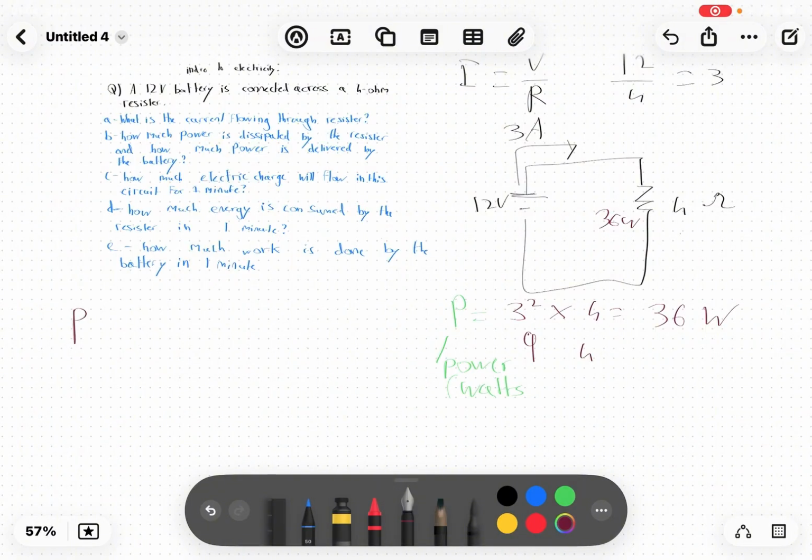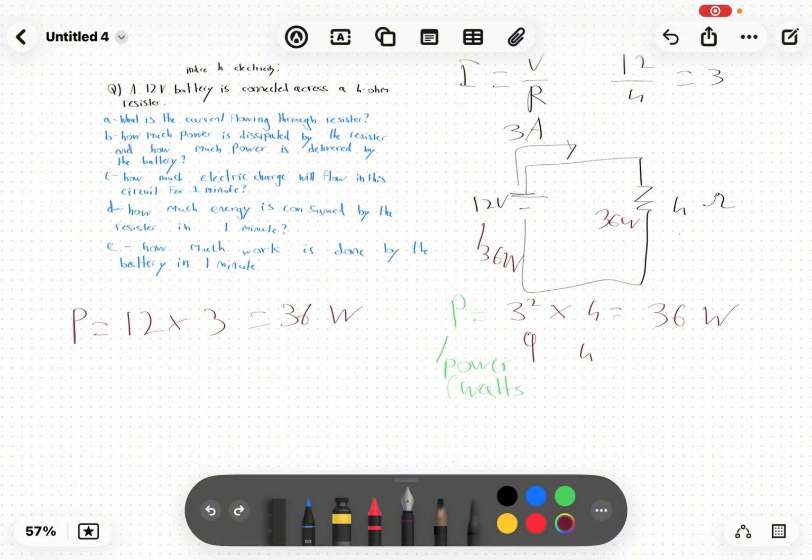So power is 12 times 3, so V times I. And because this time we're using voltage, because it's talking about the voltage, it's going to give the same answer, but it doesn't really matter. It's just so we understand that there's a difference. So yeah, that's how it is with the power.